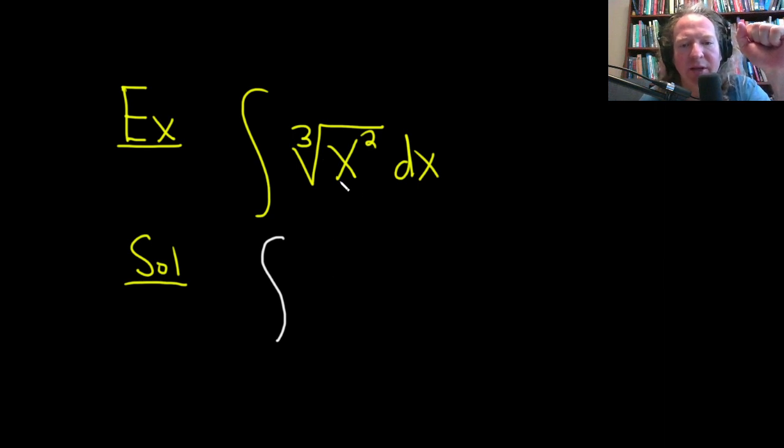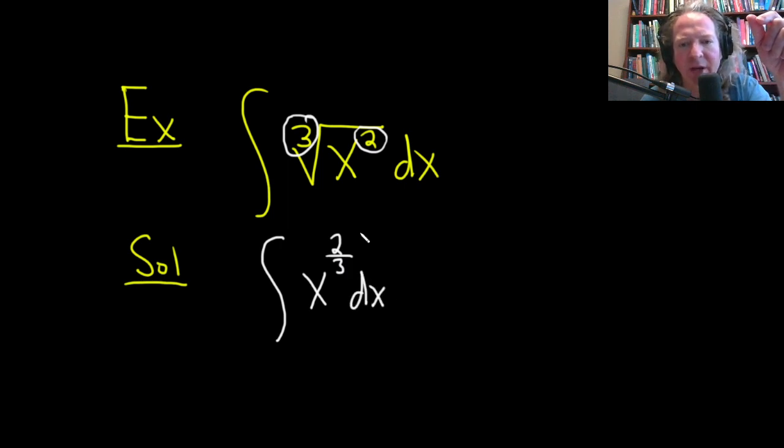And basically, this can be written as x to a power as follows. So it's x, and it's going to be this number here over this number here. It's always this number over this number. So it'll be x to the 2/3, and then we have the dx. So again, it's always this number over this number.